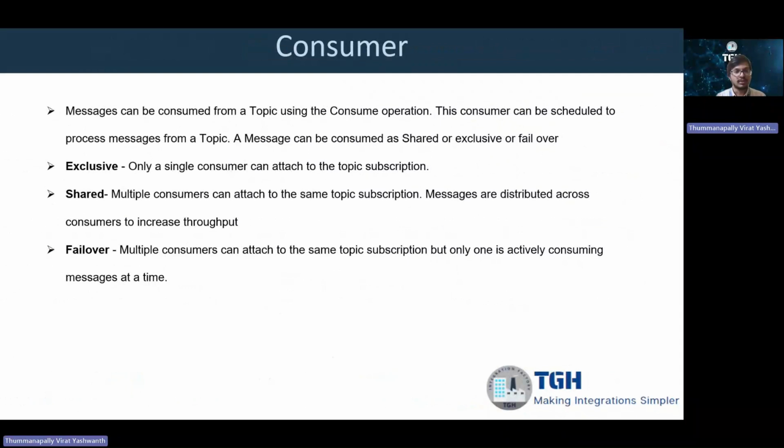Coming to the consumers, consumers are the entities who consume the messages from Boomi Event Streams. These consumers can be classified into three types: shared, exclusive, and failover. In case of exclusive, only a single consumer can consume the messages. In case of shared, multiple consumers can consume the messages. Coming to failover, multiple consumers can attach to the same topic, but only one actively consumes the messages at a time. That particular consumer is known as the primary consumer. In case the primary consumer deactivates, then other consumers will consume the messages.